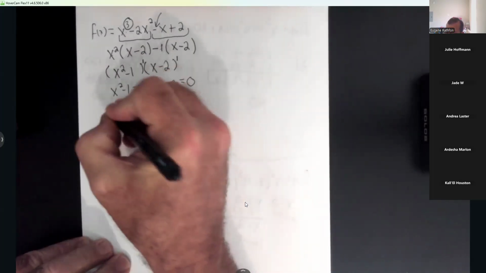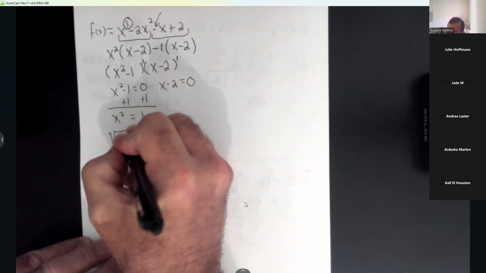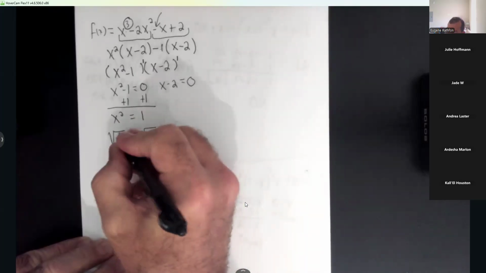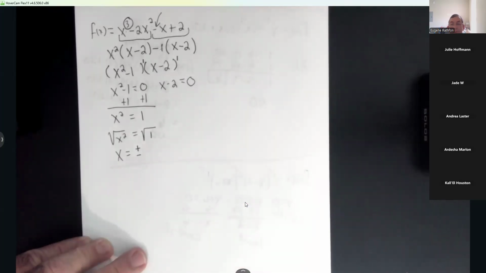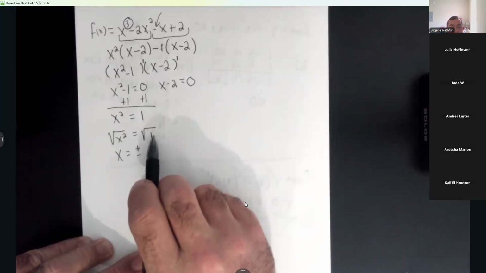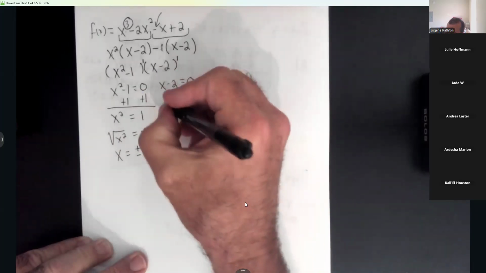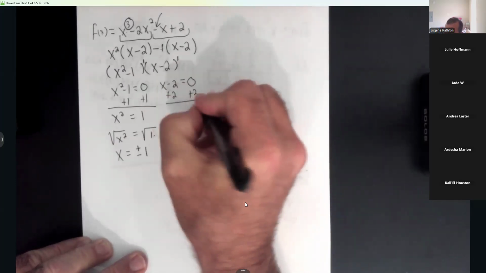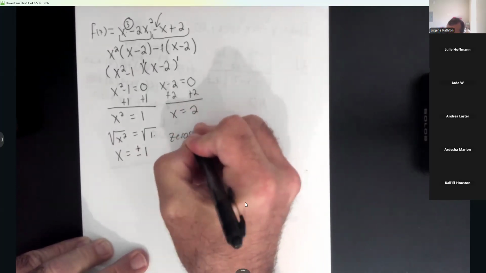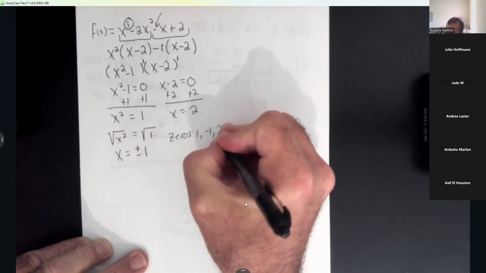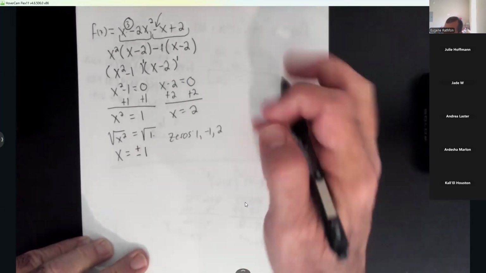So I'm going to add 1 to both sides. I get x squared equals 1, and then do the square root. Now remember, that's going to give me the x. Square root of a number means you have to put a plus or minus in front of this, because it could be a positive 1 or it could be a negative 1. All right, the next one, add 2, and we get x is a positive 2. So my zeros are going to be 1, negative 1, and 2. Each has a multiplicity of 1.